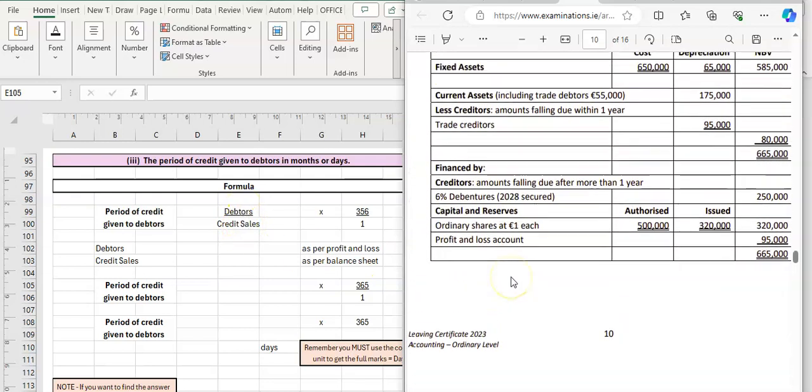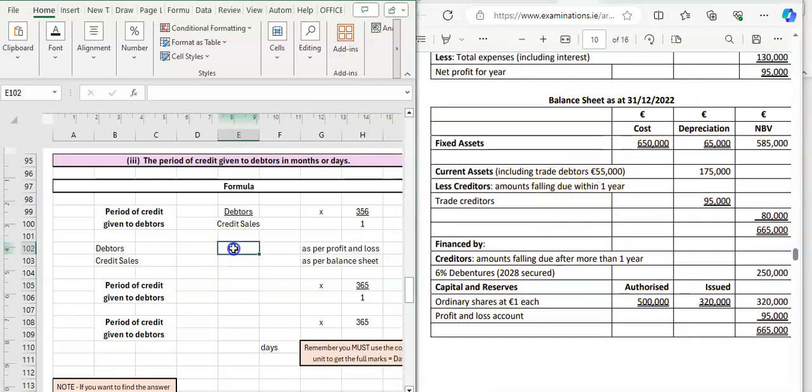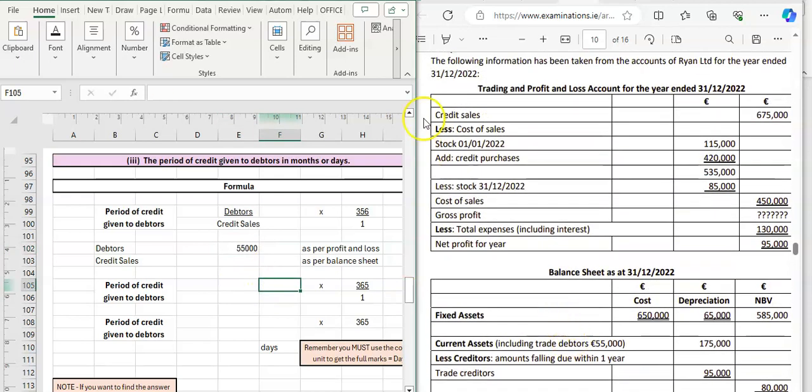So let's have a look. Our debtors is going to be in the balance sheet. So our debtors is 55,000. And then our credit sales is going to be in the profit and loss account, which is 675,000. Now we're going to put them into our formula. So we've identified the figures. So it's going to be 55,000 divided by 675,000. And because we're going to find this in days, we're going to multiply this by 365 days.